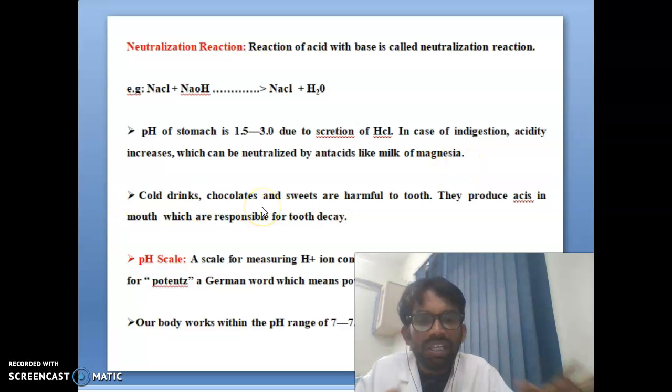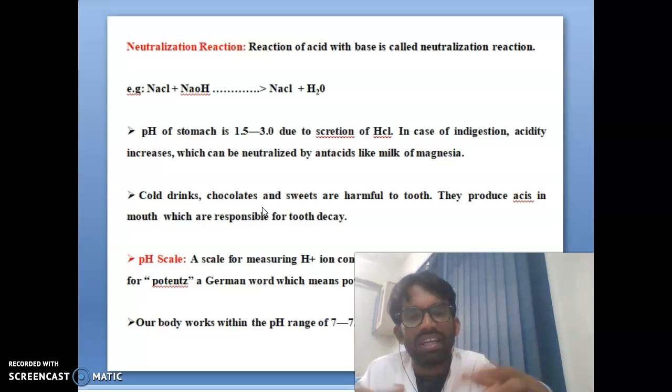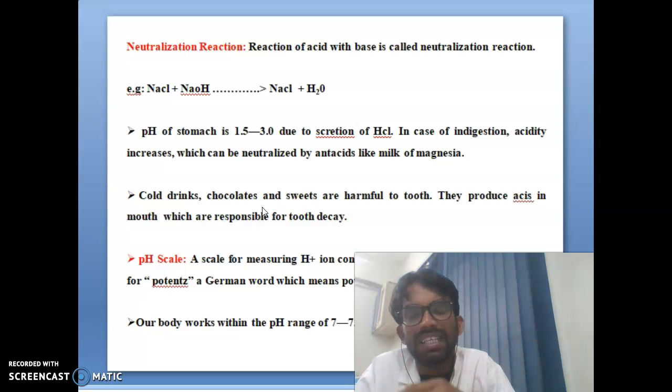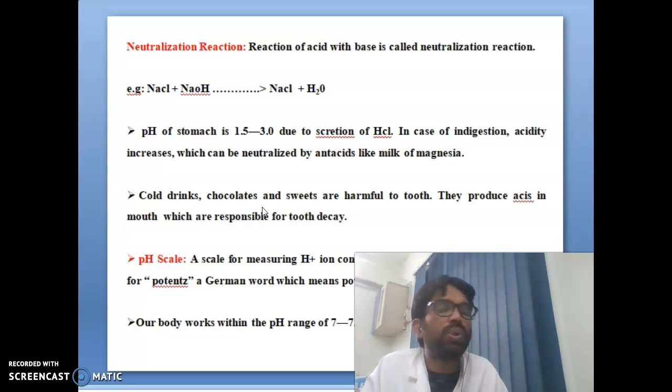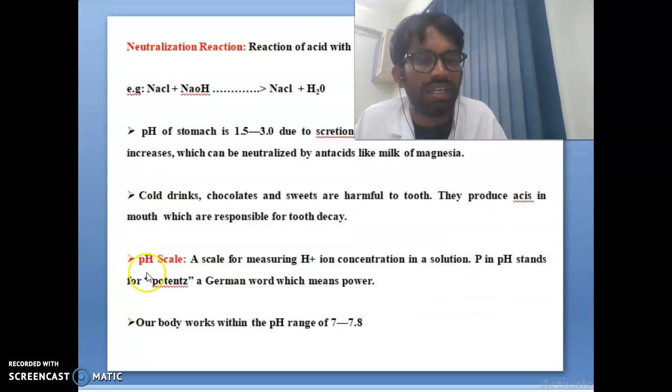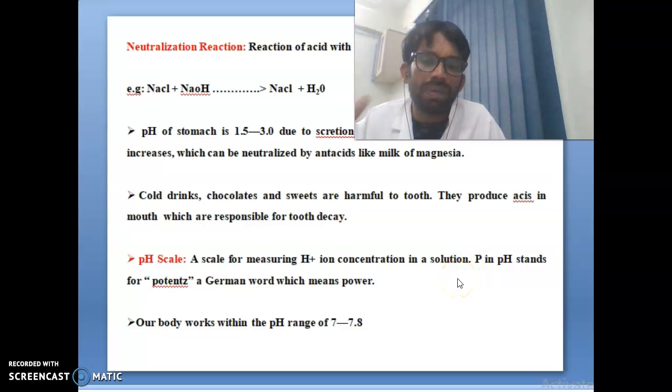So suppose we see that cold drinks, chocolate and sweets are harmful to our teeth. This point is very important. Because of the acid produced in our mouth, it is responsible for the decay of our teeth. So that is the main point you will be asked in a 2 marks question or fill in the blanks. What is the pH scale? The scale for measuring H+ ion concentration in a solution is called the pH scale.